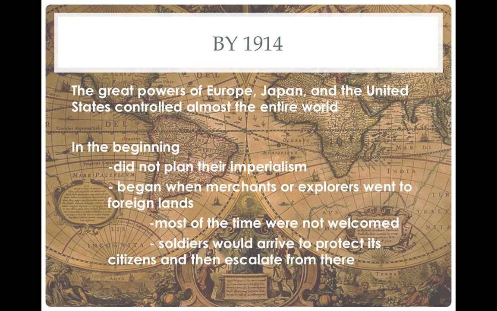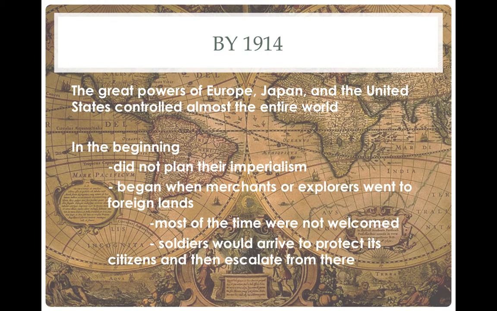But essentially, Australia is controlled by another country. But essentially, by 1914, the powerhouse European countries, Japan, and the United States control the entire world, which is crazy to think. So in the beginning, it's not like these countries just set out and said, hey, we're going to go take over other countries. Like, let's go do this.